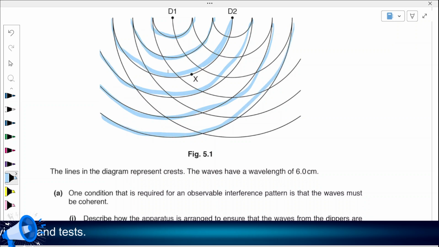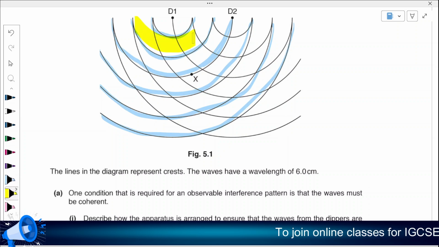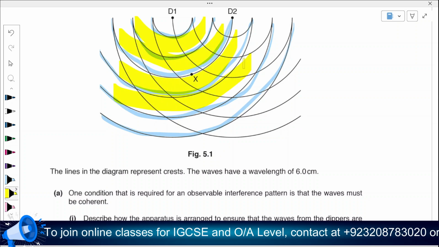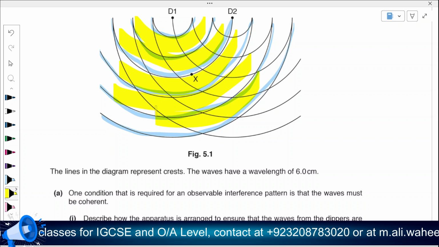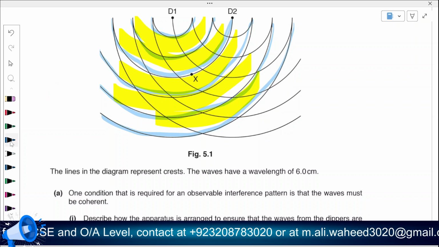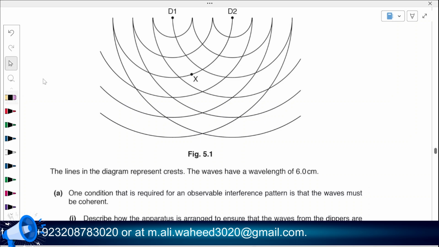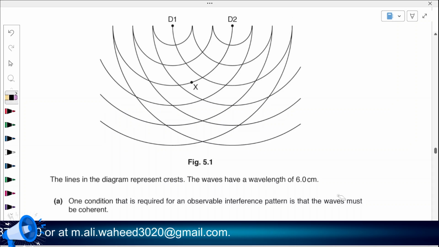So the lines represent the crest, and the region in between subsequently represents the trough. This is the trough of the first source, this is the trough of the second source, this is the trough of the third, this is the trough of the fourth, this is the fifth trough. So the same applies for the source D2. Let's see what the question is.